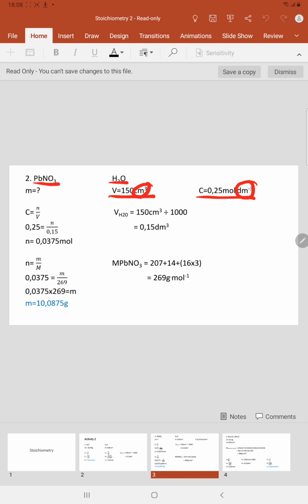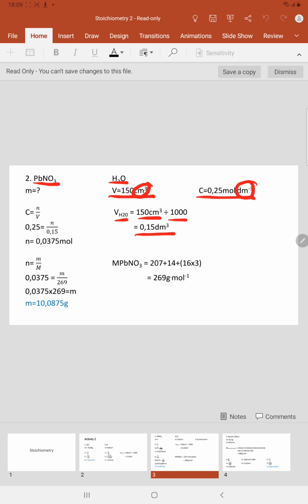Our first step will then be to convert our volume of H2O from cubic centimeters to cubic decimeters. As explained in the previous question, this is done by dividing by 1,000. Therefore, our volume is 0.15 cubic decimeters.